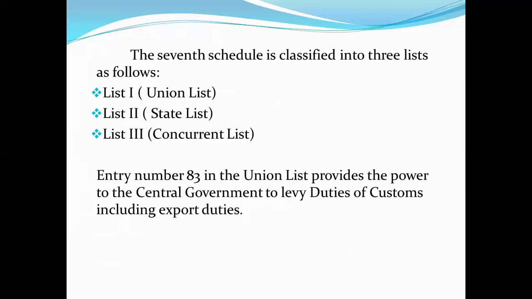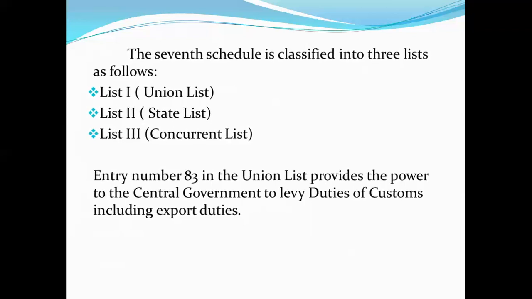The customs duty comes under the union list. Entry number 83 in the union list provides the power to the central government to levy duties of customs, including export duties. By such authority given by the Indian Constitution, the central government imposes tax on imports and exports.